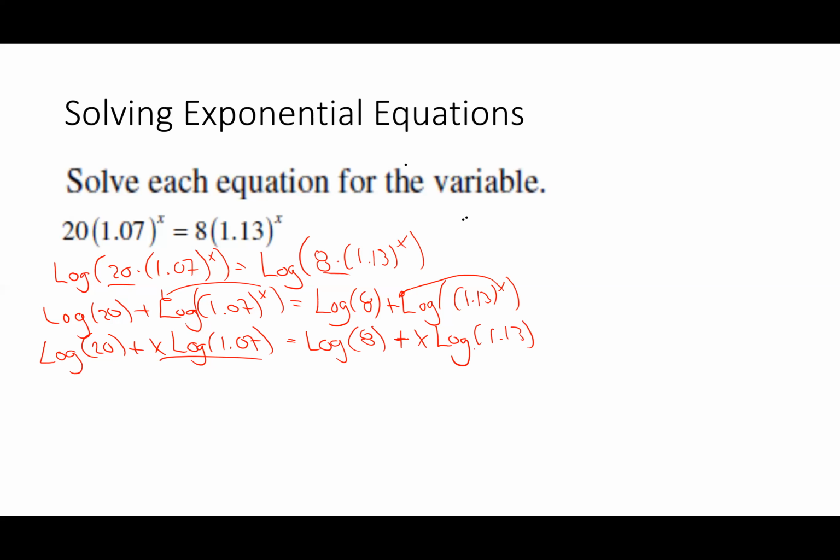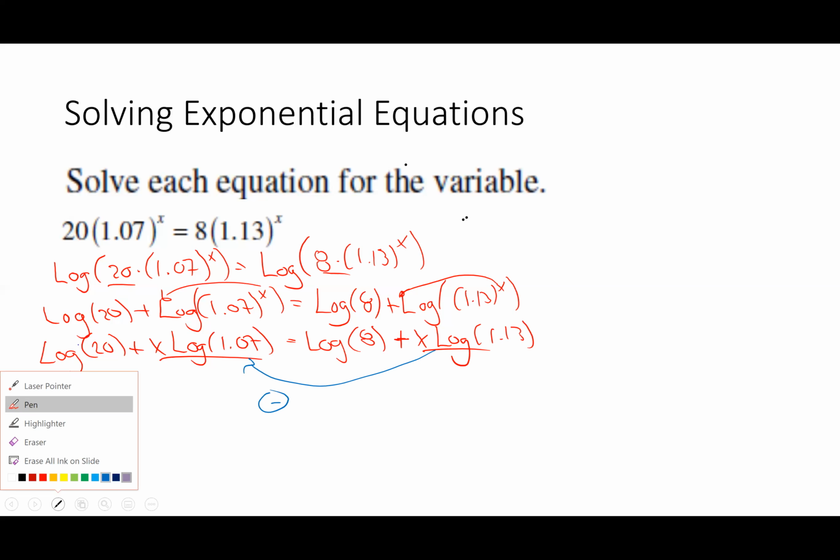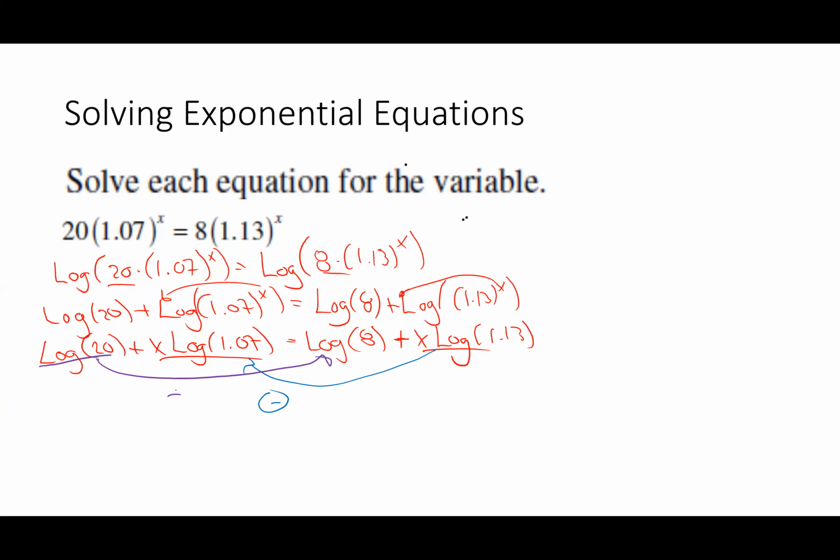Now, here are my x terms. I'm going to get those on the same side of the equation. I'm going to move this guy over here by subtraction. And I've got a numerical term over here. I'm going to move this guy over here by subtraction as well. So now on my log side of the equation, I've got x log 1.07 minus x log 1.13. And that's going to be equal to log of 8 minus log of 20.